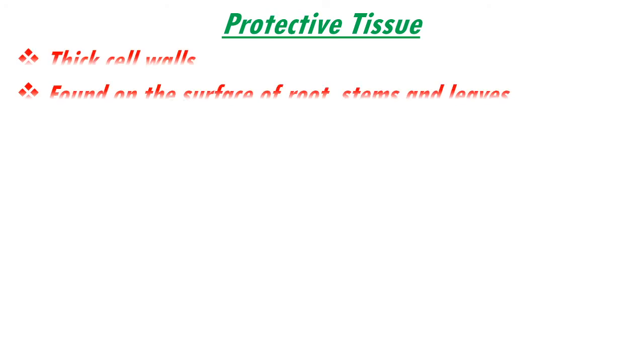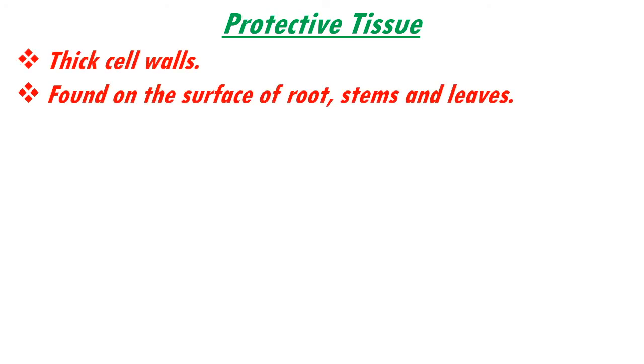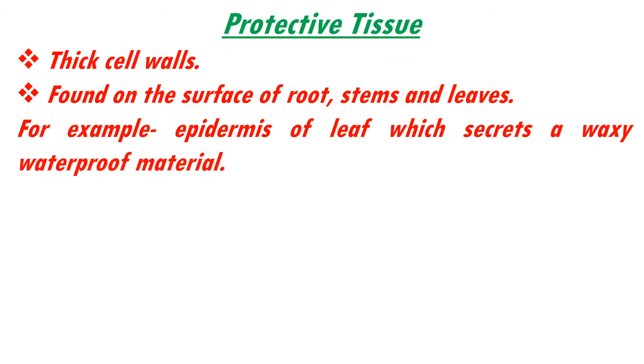First is protective tissues. Cells of protective tissue have thick cell walls. They are present on the surface of roots, stems, and leaves. For example, the epidermis of leaves, which secretes a waxy waterproof material.